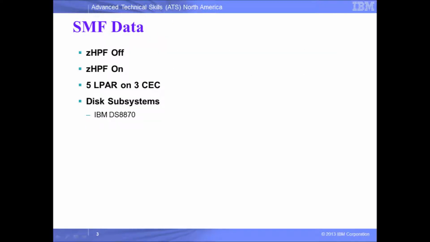To do this analysis, we use the SMF data from all the LPARs that are connected to the DS8000. In this particular study, we have 1 week of SMF data when zHPF is off and 1 week of data when zHPF is on. The system consists of 5 LPARs located on 3 CECs. There is just one DS8870.